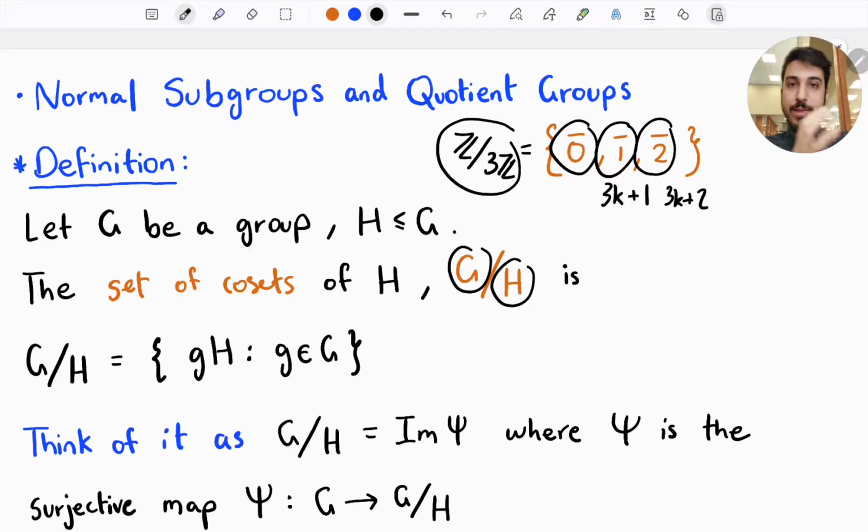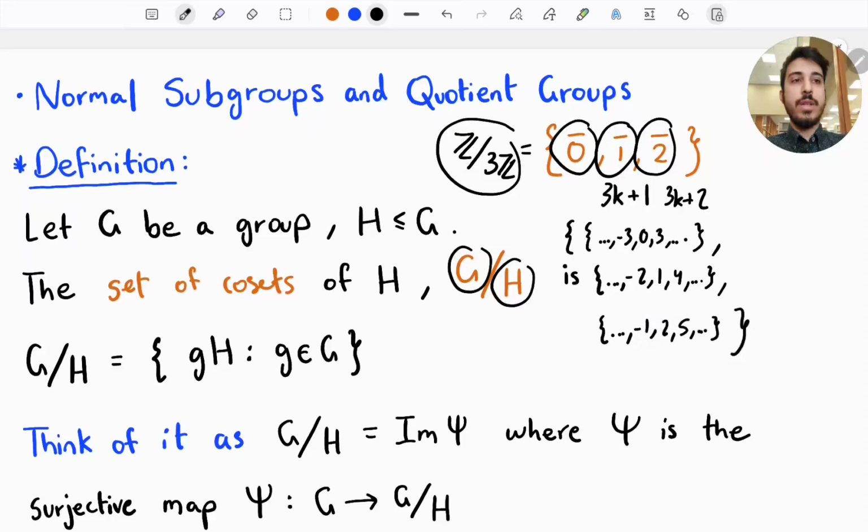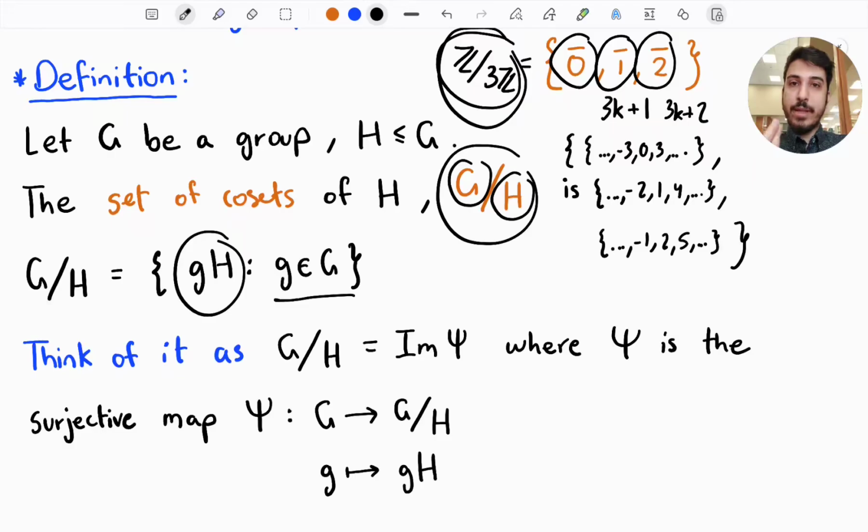So we've taken the cosets and we've taken the set of the cosets. So essentially, this is the set containing the multiples of 3, the multiples of 3 plus 1, and the multiples of 3 plus 2. And that forms our G/H, our Z/3Z for this example. So think back to the analogy of making the fine grains of sand into coarser grains of rocks. This is exactly what I'm talking about here. If we think about G/H as the image of psi, psi is basically the surjective map that takes the element g and gives the coset gH.